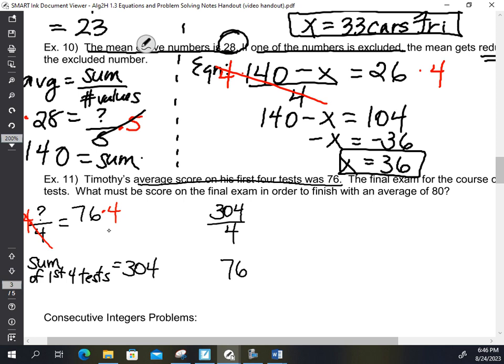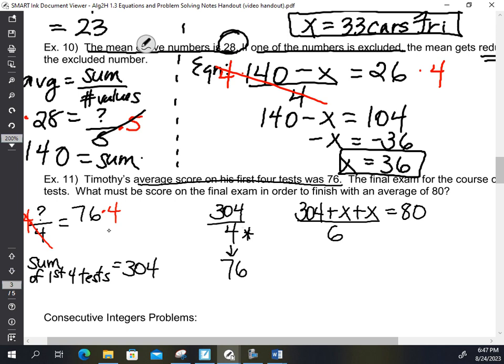So the final exam counts as 2 tests. So that means we're adding 2 more tests. 304 plus a final that's counting twice. If it counts twice, then instead of 4 tests in the denominator, it now becomes 6. And just as the problem asks, you want to end up with an 80. So we have what we need.